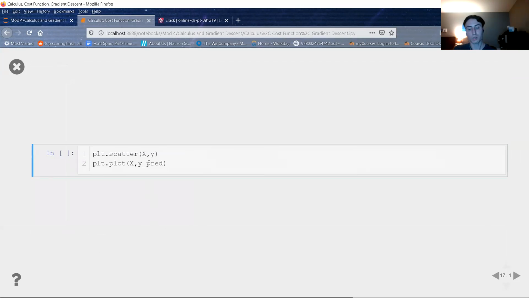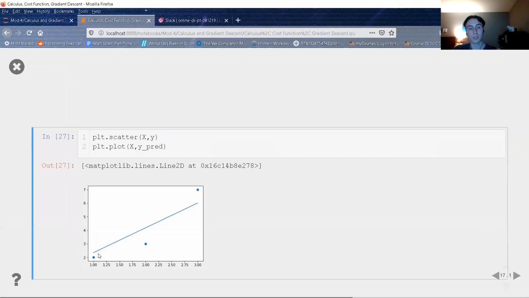And then if we just plot that, we can see that we kind of got the line we would expect here. It probably could be a little bit better if we ran it for like a few more epochs or something, but it's pretty close. Demonstrates basically how to do gradient descent in linear regression.